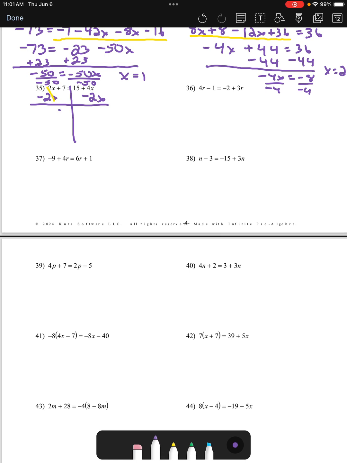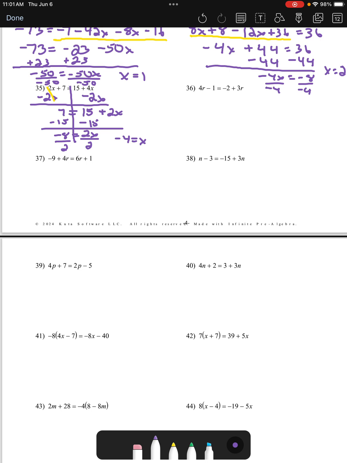On the left side, 2x minus 2x is gone completely, leaving just that 7. On the right side, we didn't touch the 15, but the 4x now has a minus 2x. 4x minus 2x is positive 2x. Now we have a two-step equation. Subtract 15 from each side to get negative 8 equals 2x. Divide both sides by 2 to get negative 4 equals x.